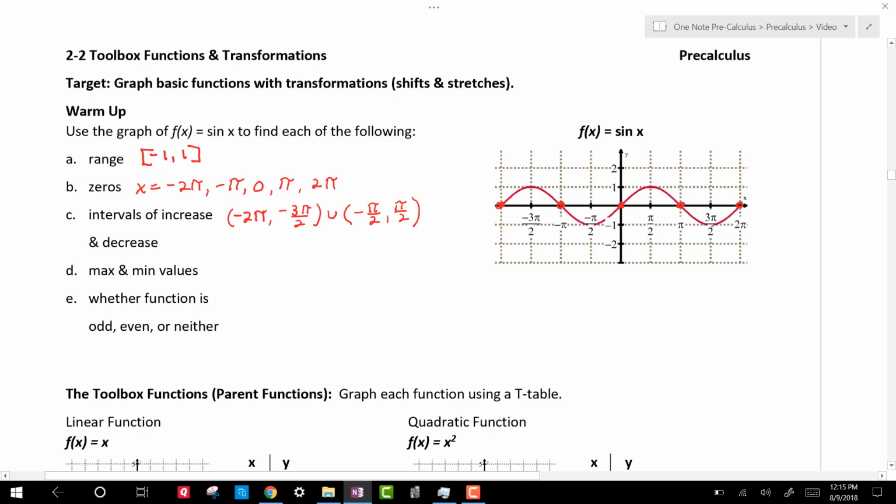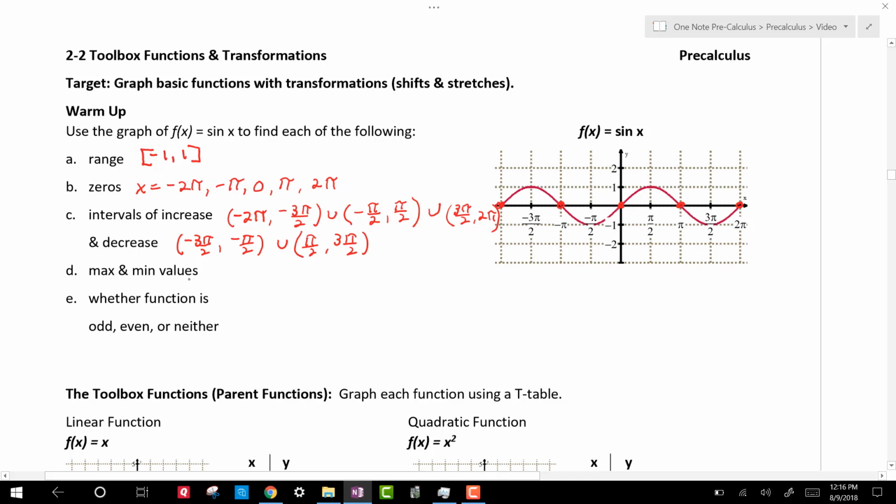And we're also increasing from 3π/2 to 2π. So we have one more there, 3π/2 to 2π. All right, so we have 3 intervals of increase. Now decreasing, we decrease from -3π/2 to -π/2. We're going down in that entire section. Also, we're decreasing from π/2 to 3π/2. And those are the only 2 intervals of decrease.